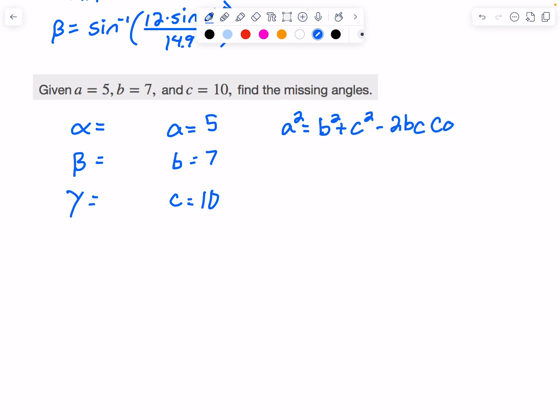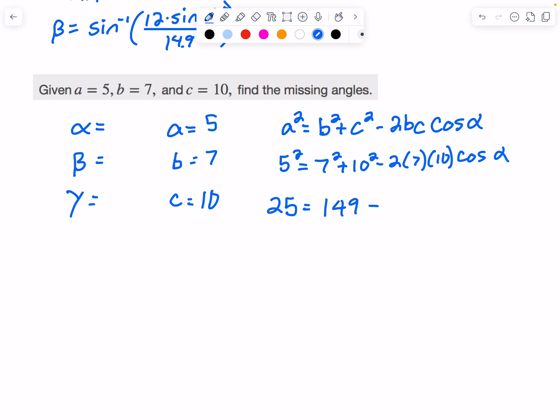a squared equals b squared plus c squared minus 2bc cosine alpha. All right, so I'm going to plug everything in. I got 5 squared equals 7 squared plus 10 squared minus 2 times 7 times 10. And then this is the part we don't have this time. All right, so I'm going to work out these piece by piece. Okay, 7 squared is 49, 10 squared is 100. I get 149 minus 140 cosine alpha.